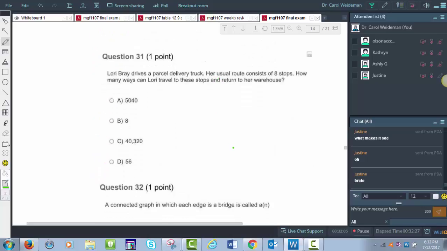Okay, Lori drives a parcel delivery truck. Her route consists of 8 stops. How many ways can she travel to the stops and return to her warehouse? Now, got to be careful here because the warehouse is a stop that's not already been included here. So actually, in this problem, the number of vertices, if we were to make the graph, would be 9. And what's the formula for the number of, basically we're talking about Hamilton circuits. Anybody remember? What do we do, the formula for finding the number of Hamilton circuits?